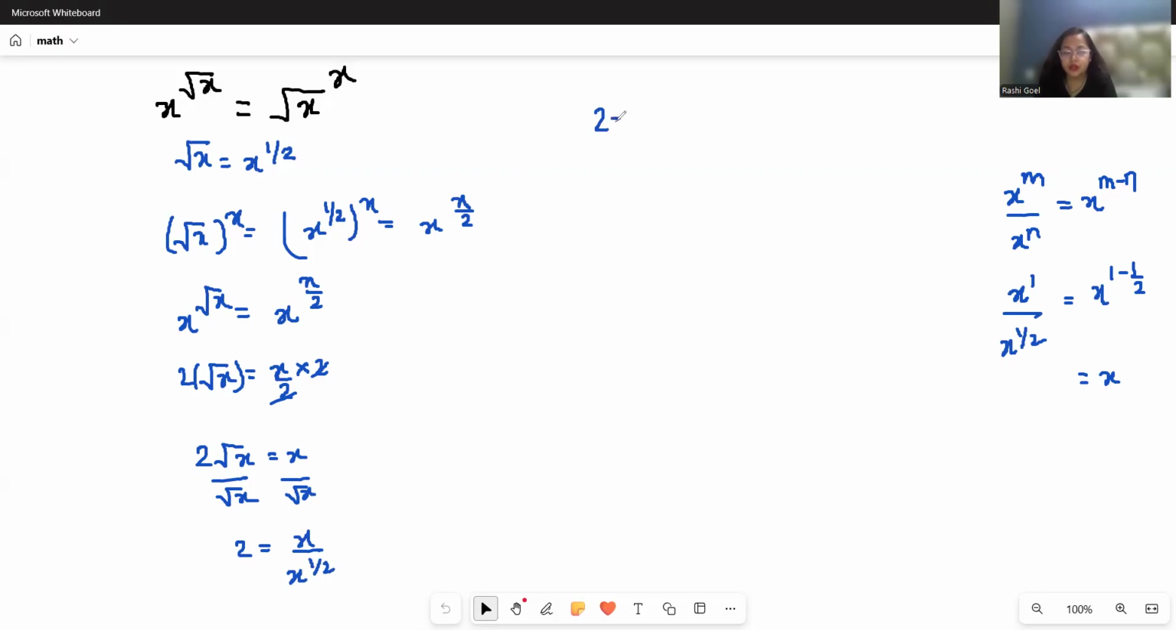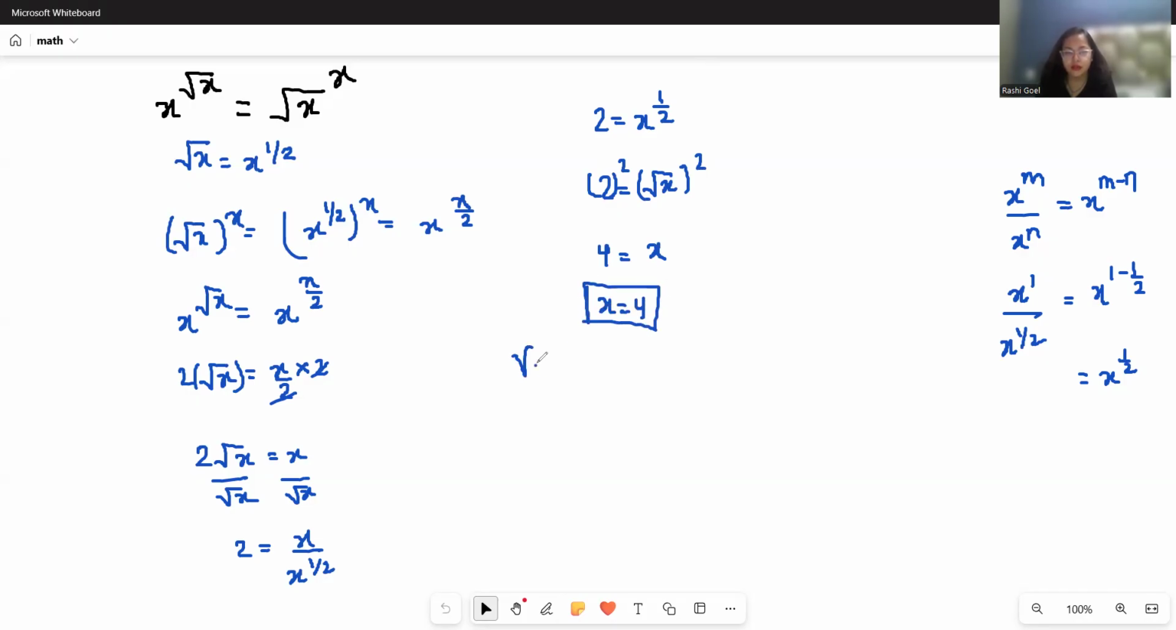So 2 is equals to x power 1 by 2, which is equals to 2 is equals to root x. Now, if I do squaring both sides, 2 square is 4 and root x square is x. So the value of x is 4.